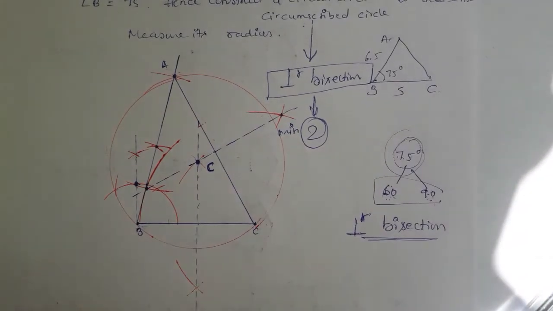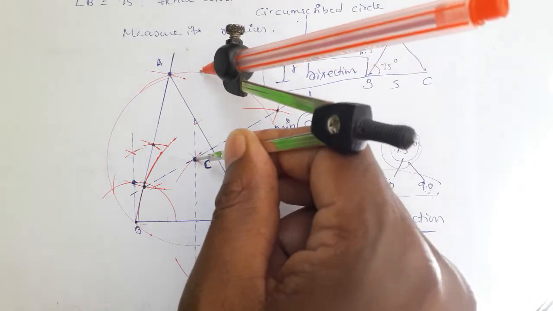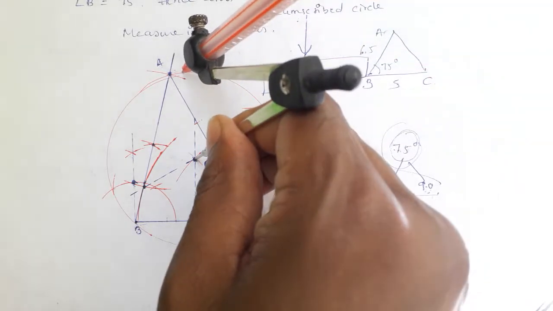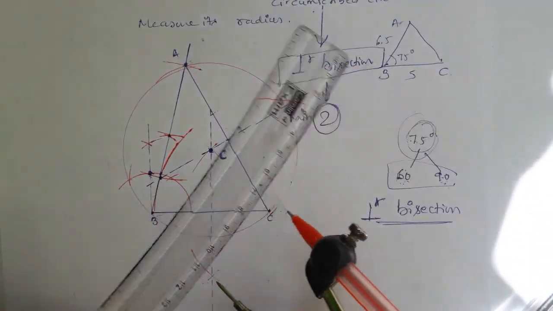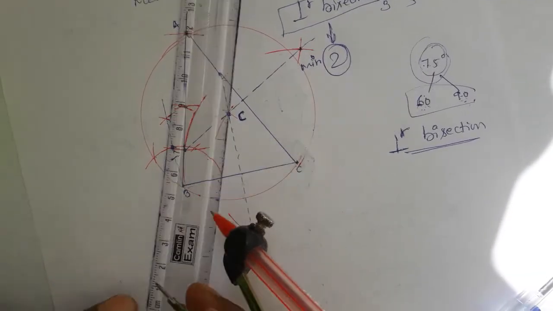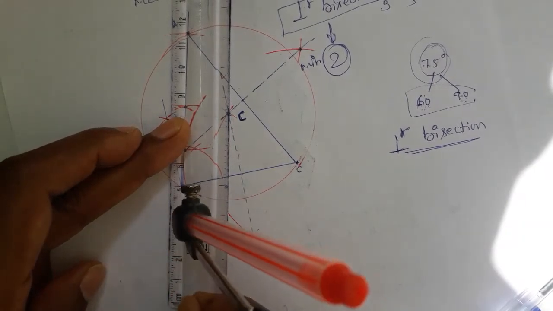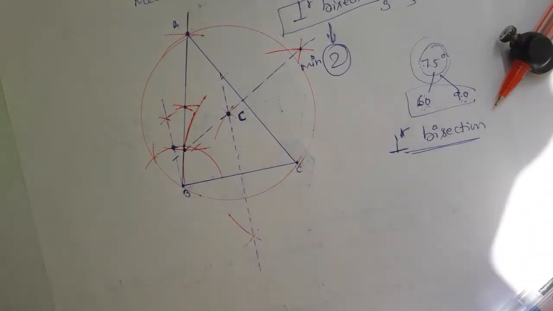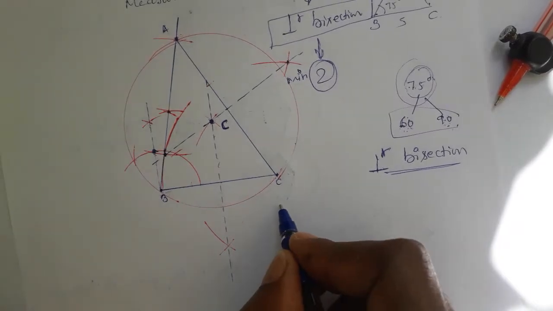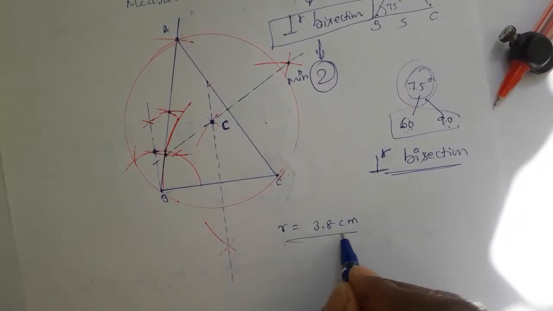So what is the radius of that circumcircle? It is very simple. In the compass only, now you drew that circle. Take that compass measurement and keep it on the scale from 0. You get to know what the measurement is. I got 3.8. That only I have to write. Radius is equal to 3.8 centimeter, and underline that.